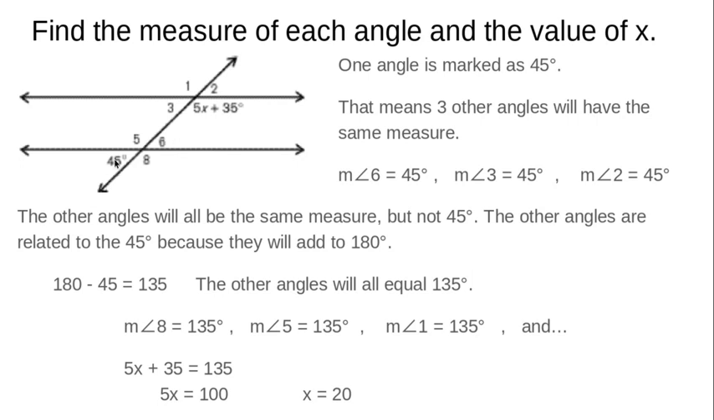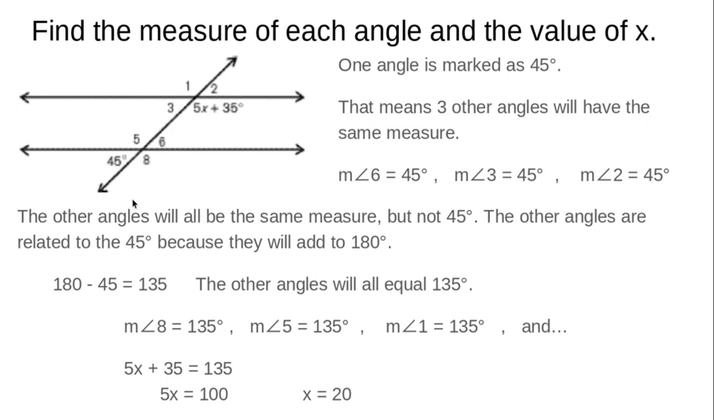So 45 right here, and its vertical angle partner, so angle 6, would also be 45. Then if we look at 6 and 3, those are alternate interior, so they have to be congruent. So 3 would be 45. And vertical to angle 3 is angle 2. It would also be 45. So we could put 45 here, here, and here if we were using regular paper and pencil. Now remember, all the other angles are going to be the same as well, but not 45. They're going to be the same as each other. So 5, 8, 1, and then this one are all going to equal the same number.